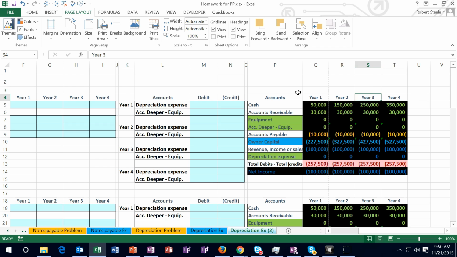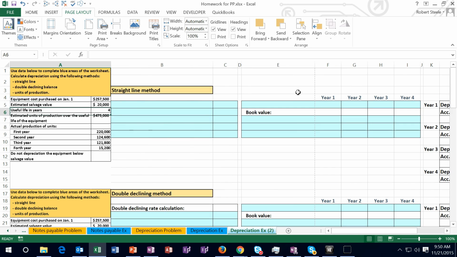So let's go through this process of depreciation. We're going to use the data below to complete the blue areas of the worksheet, calculating depreciation using the following methods. We're going to start off with the straight line method, and what we have here is the equipment cost. So we purchased the equipment on January 1st. That is going to simplify our calculation a bit, in that we bought it right at the beginning of the year, so we don't have to worry about a mid-year convention. Later on, if you bought it in the middle of the year, we would have to worry about that.